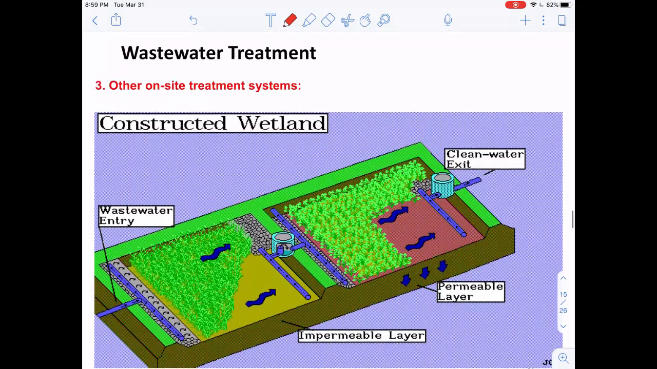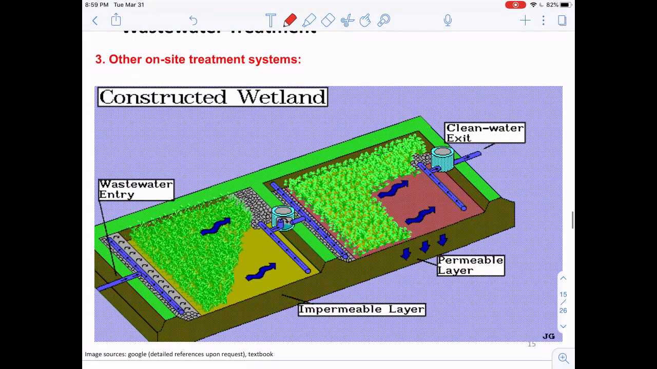There's another mechanism called the constructed wetland system. After the water is treated by the septic tank, it will be introduced into two compartments of the wetlands. The first part of the wetland is composed of an impermeable layer. So the water is not going to get transported further down there. The only way the water can flow is horizontally through the wetland, okay?